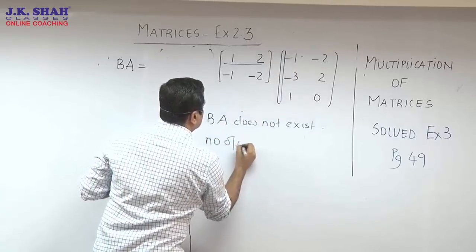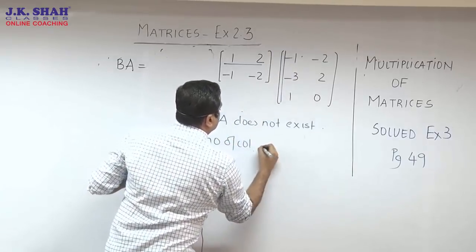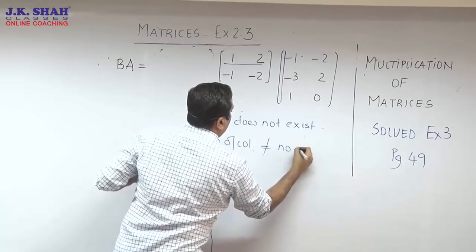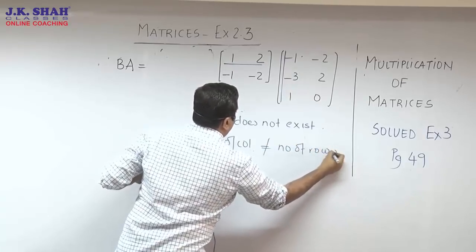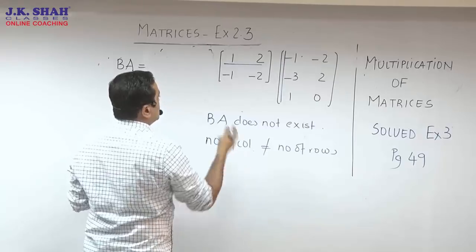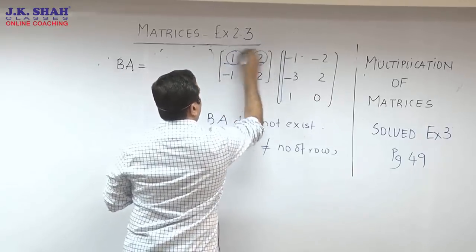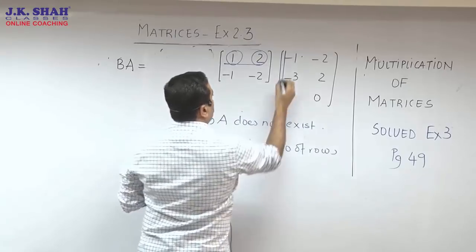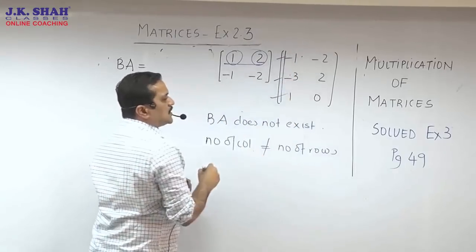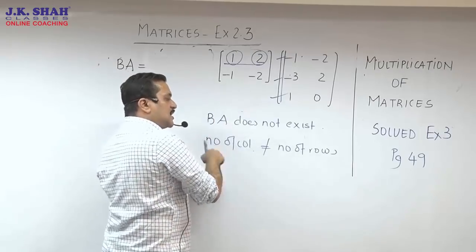of columns was not equal to number of rows. I again repeat, no need to remember this. आपने जो ऑब्जर्व किया वही लिखना है. The number of columns in the first matrix did not match with the number of rows in the second matrix. So जो दिखता है वही लिख देने का.